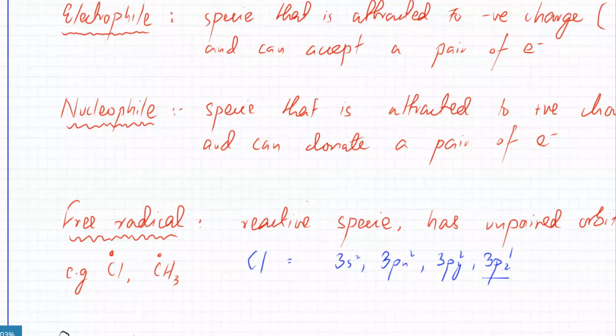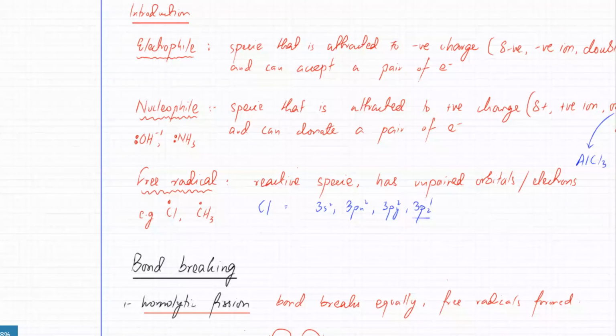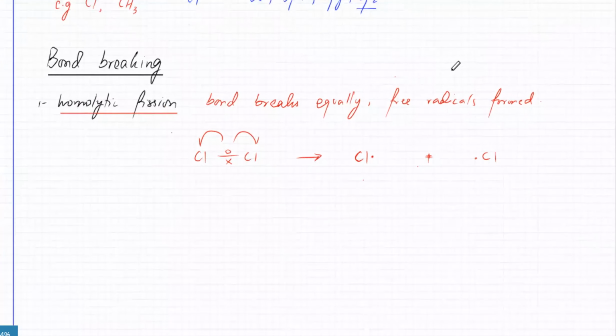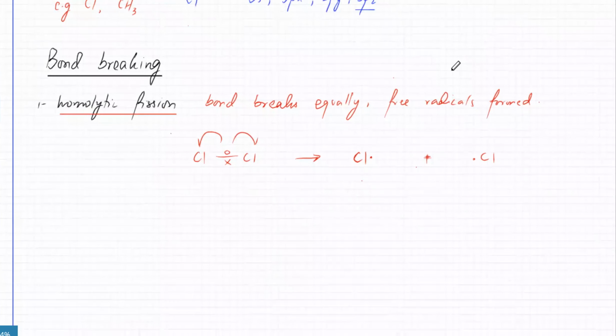A nucleophile, on the other hand, is usually written with 2 dots. For example, OH-, or NH3: something that's attracted to positive things and can donate a pair of electrons. Those 2 dots represent that it's capable of donating a pair of electrons. So 1 dot is a free radical. For electrophiles, you don't write any dots, because an electrophile is electron deficient and can accept a pair of electrons, so it doesn't have electrons to begin with. Anyway, this is homolytic fission: the bond in the Cl2 molecule breaks equally, each atom gaining its 1 electron back.